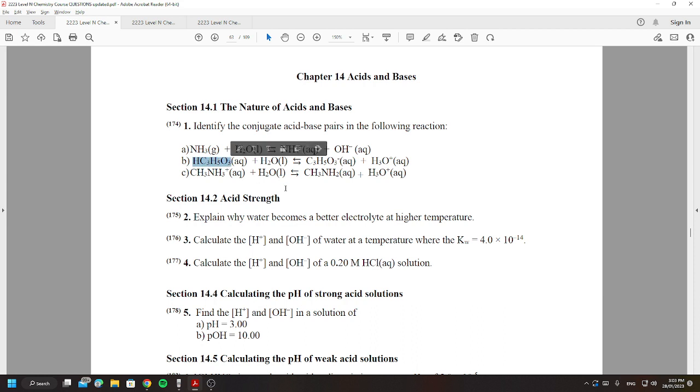HC3H5OH becomes C3H5OH minus. Sorry, it gave off a proton, this one here, right? So it is a proton donor. Yeah, so acids are proton donors. Therefore, this is our acid, and this is our conjugate base. And let's have a look at this: H2O becomes H3O. We know bases are proton acceptors, so H2O is our base, H3O is our conjugate acid.